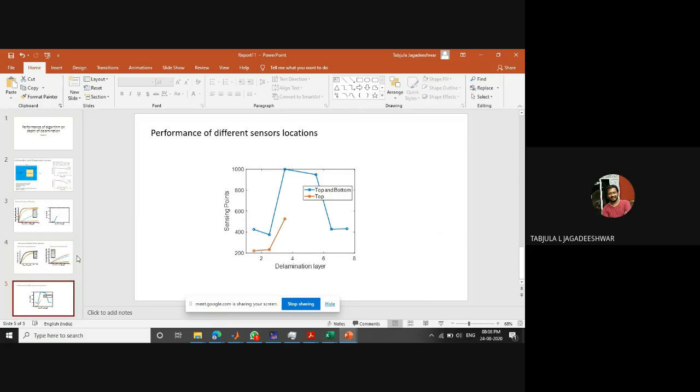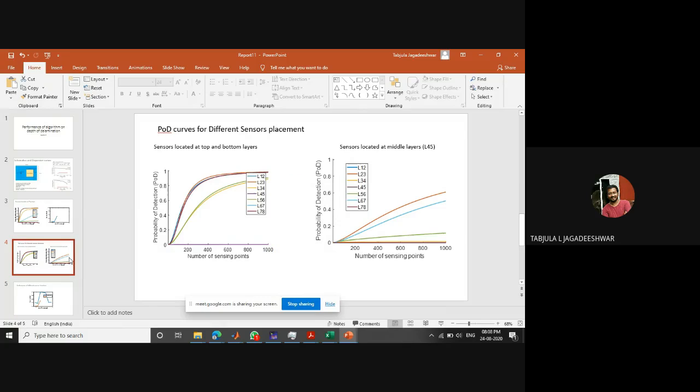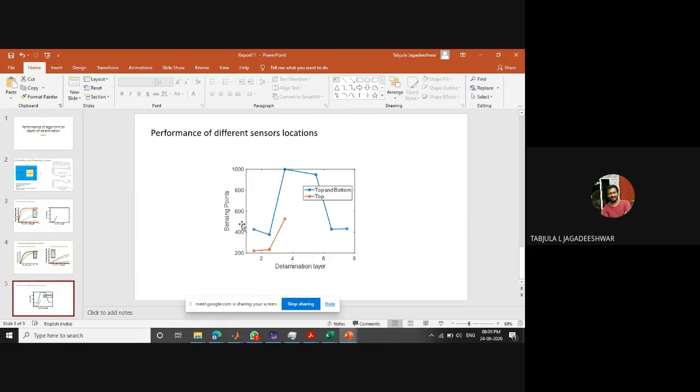And I didn't show the performance of the sensors which are located in the mid layer, because no curve is better when compared to the top and bottom layers here. So the performance is very bad, so I couldn't plot the optimum points for the mid layer here. So these are the things.